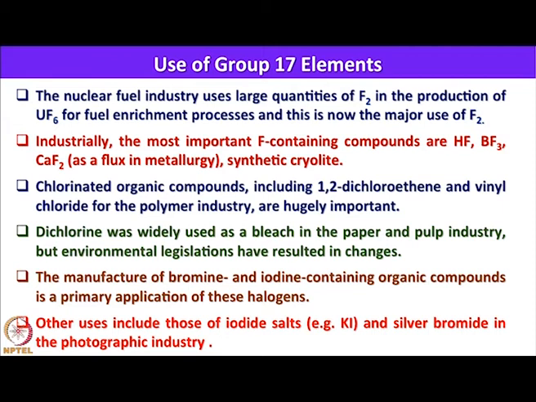Dichlorine was widely used as a bleach in the paper and pulp industry, but environmental legislation has resulted in changes. The manufacture of bromine and iodine containing organic compounds is a primary application of these halogens. And of course, other uses include those of iodide salts and silver bromide in the photographic industry. Because of digital photography now, this silver bromide is no longer used.